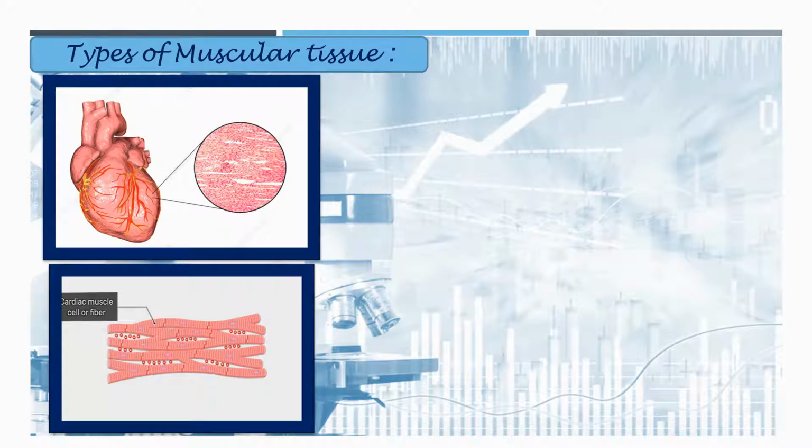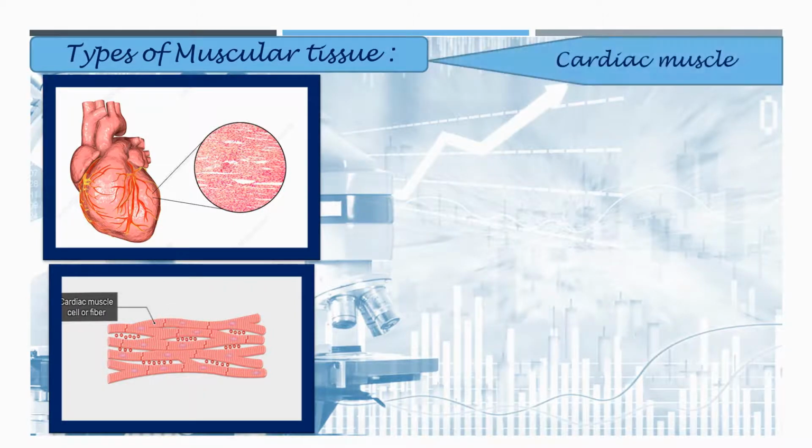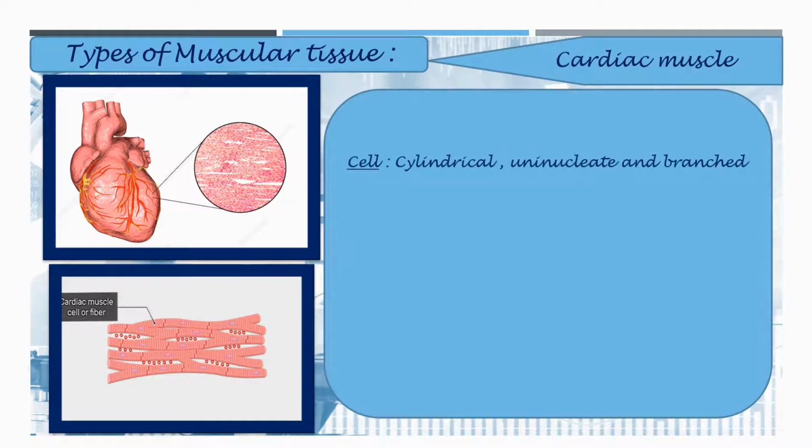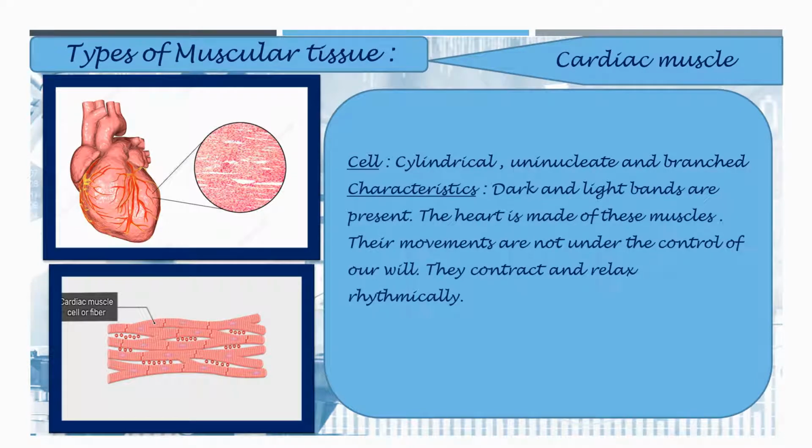Now the third type of muscular tissue is cardiac muscle. A cardiac muscle cell is cylindrical, uninucleate and branched, and the characteristic of cardiac muscle is that dark and light bands are present. The heart is made of these muscles and their movements are not under the control of our will. They contract and relax rhythmically. The function is that contraction and relaxation of the heart takes place with the help of cardiac muscle.